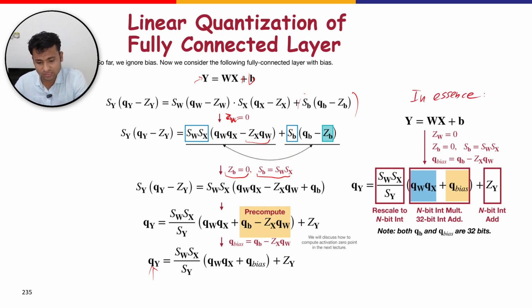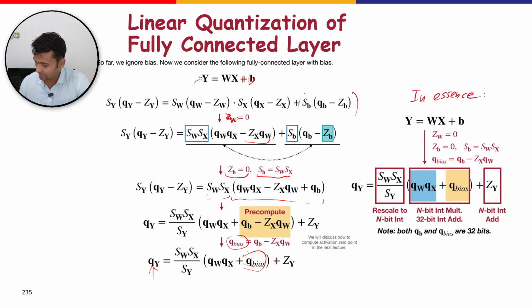We can take the whole thing SW into SX outside, and what we're effectively left with is this value inside here. Same operation here, this QB into ZX QW, we can pre-compute this whole thing and call it the Q bias. So this thing here right now is a Q bias and it's just a constant, which is an n-bit constant.